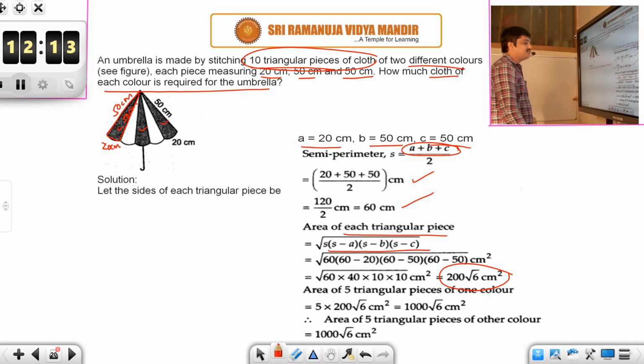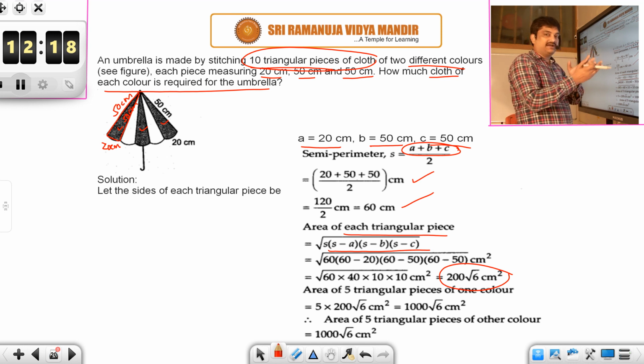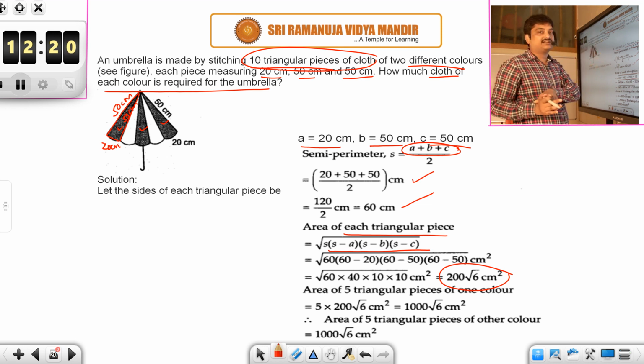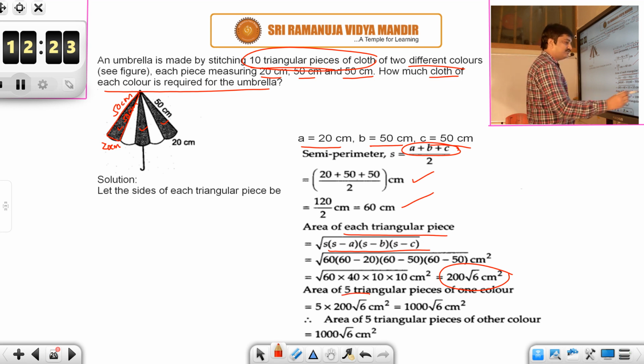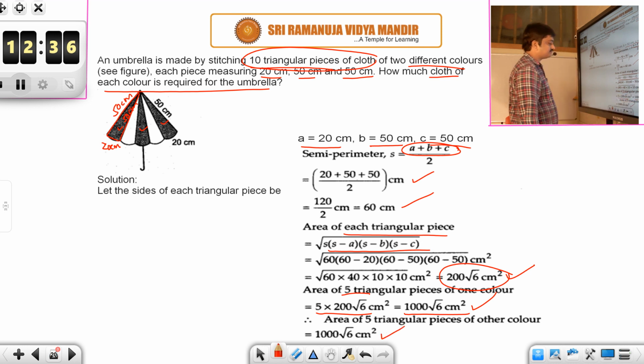Okay, now the area of 5 triangular pieces of one color. See, there are 10 triangular pieces, but 5 are of one color and 5 are of another color. So for one piece this is the area, so for 5 pieces we will occupy 5 times this area. So that is 1000 root 6. So this is the area. Similarly the other color also will occupy the same area. So how much cloth of each color is required means, of each color you need 1000 root 6 centimeters square. Okay, 1000 root 6. Let's look at another question.